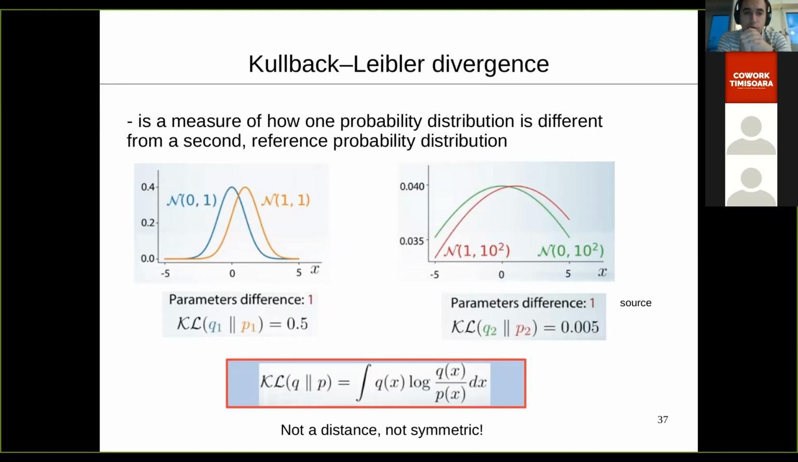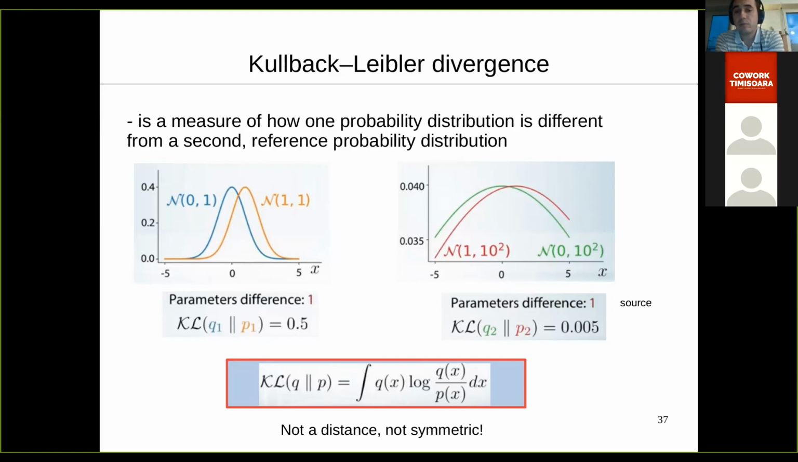So I'll give you two examples. We have two Gaussians. One is centered in 0 and has variance of 1, and the other is centered in 1 and has variance of 1. Okay, so we want to see how different they are. The Kullback-Leibler divergence is a number, it's not a distance, it's a positive or 0 number.